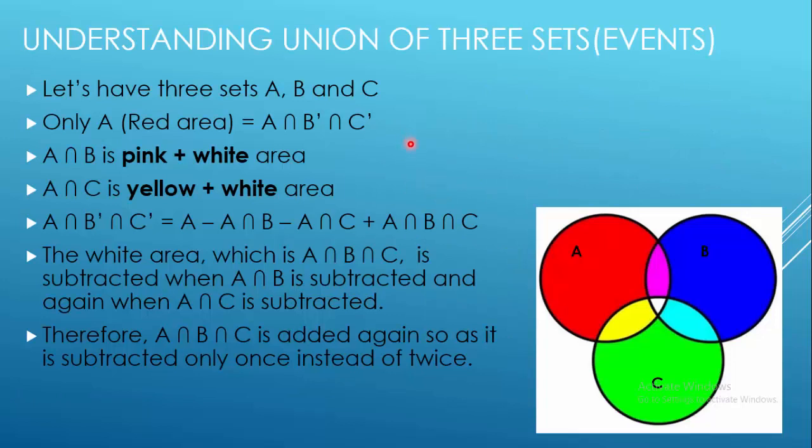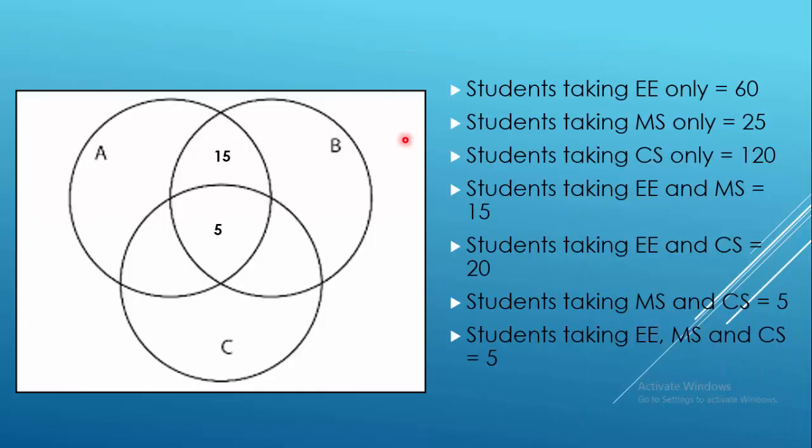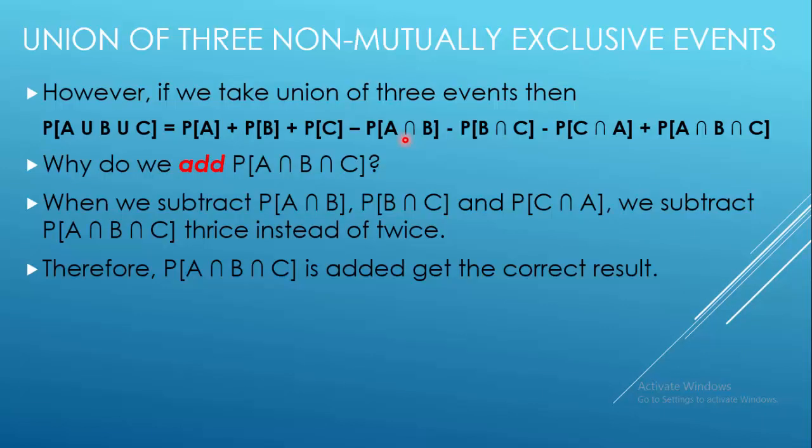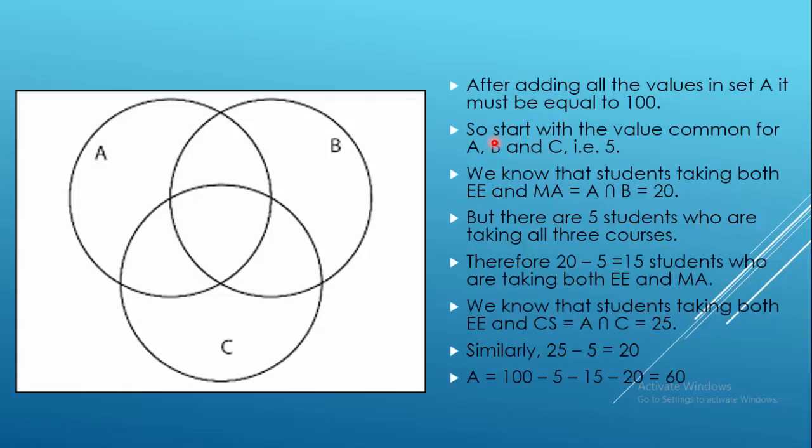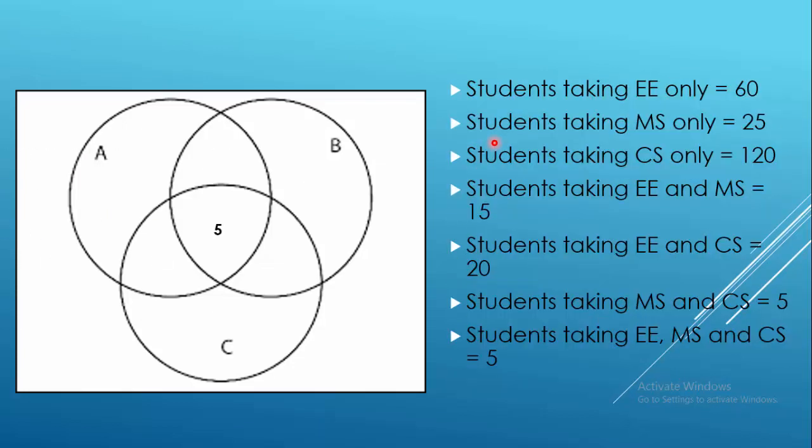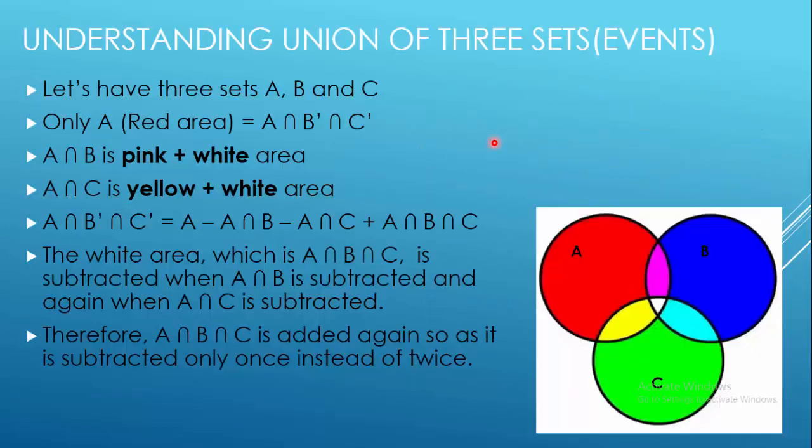So now we will go into more depth on how we get this term, P intersection B intersection C, which is added in this one. To understand this, let's have a look at this Venn diagram. We have color coded the areas so we can identify them easily.